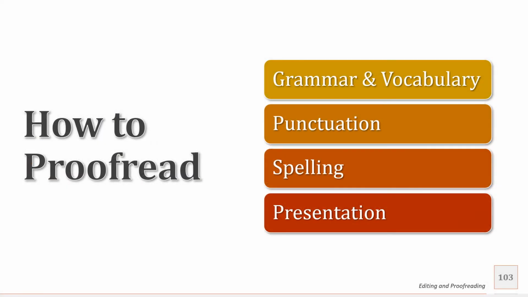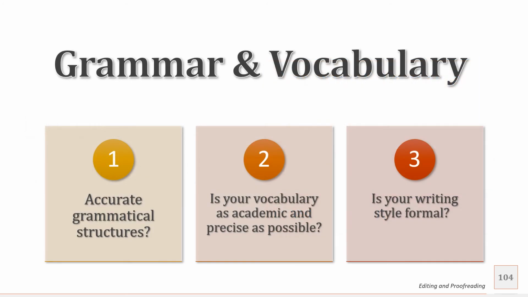Proofreading means looking for errors in these 4 areas: grammar and vocabulary, punctuation, spelling, and presentation. Let's look a bit more deeply at these now. For the area of grammar and vocabulary, you need to ensure the grammatical structures you're using are accurate. Look out for basic errors such as incorrect tense, wrong prepositions, and incorrect past simple and past participle verb forms.